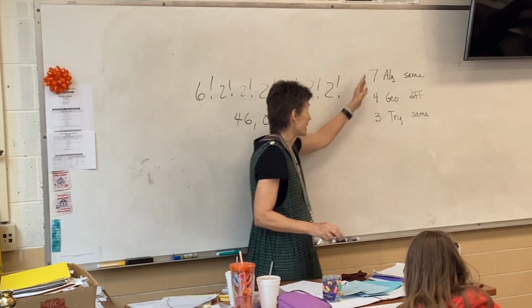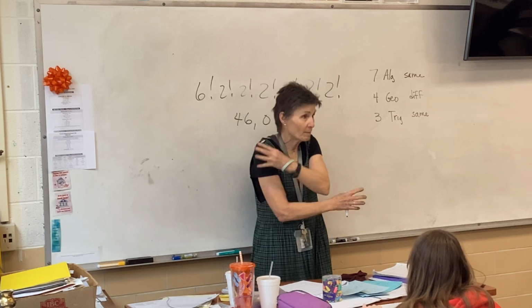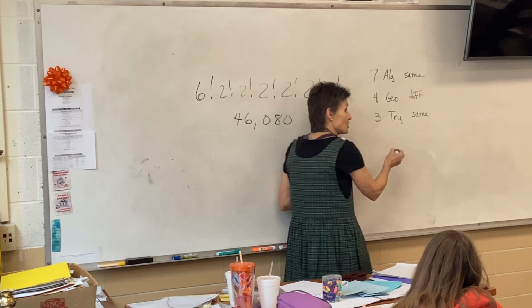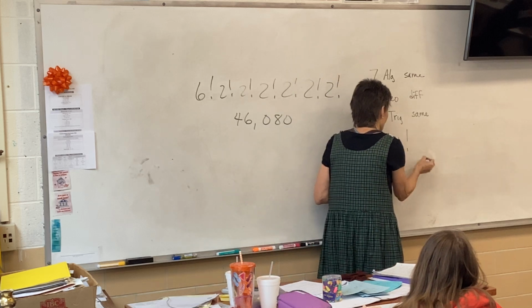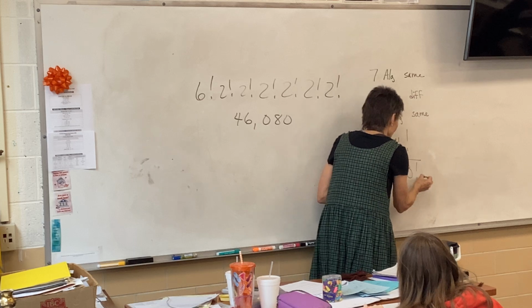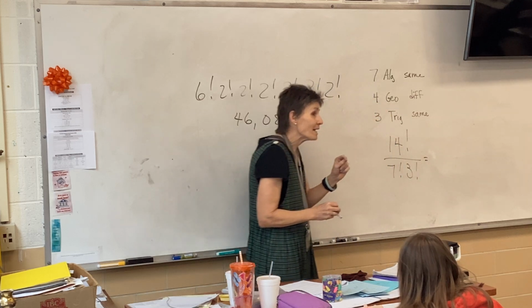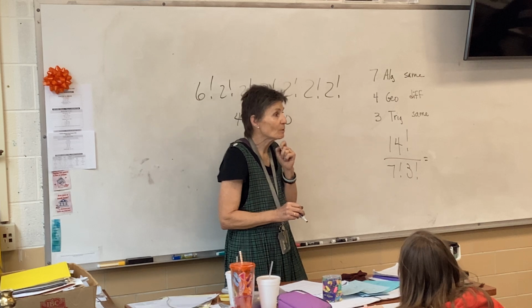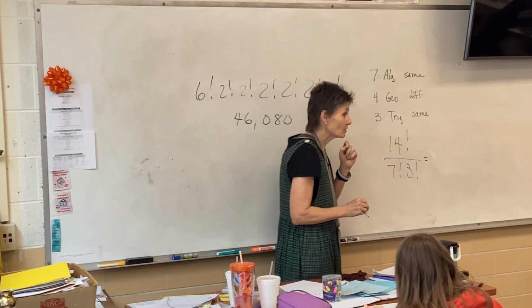So I'm just going to take this pile of books and put them in a row. How many books are there? 14. So I'm going to start with 14 factorial over 7 factorial, over 7 factorial, 3 factorial. Why am I dividing by 7 and 3? Because those books are identical.